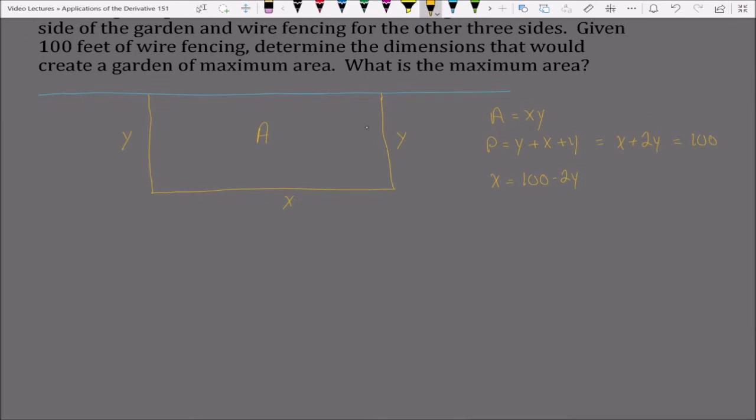So we can now write area strictly as a function of y, and it will be 100 minus 2y times y, or 100y minus 2y squared. We now need a domain. So what values can y take? Well, obviously y has to be larger than 0. And the largest it can be is 50, because x has to be larger than 0. And so that means 100 minus 2y is larger than 0, and y must be less than 50.